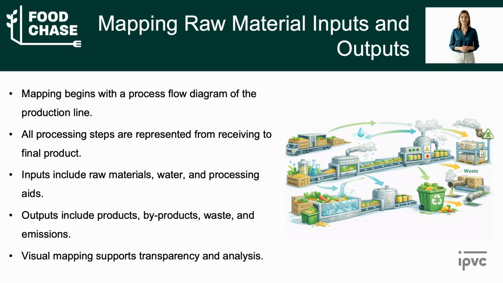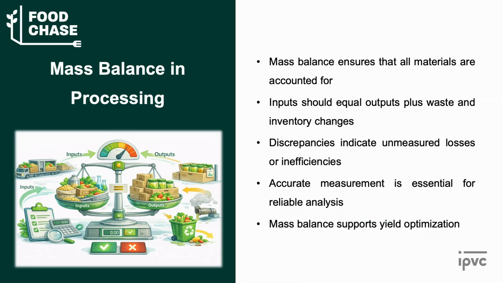The first step in material flow analysis is mapping raw material inputs and outputs. This involves creating a process flow diagram that shows each production step from raw material reception to final product. All inputs, such as ingredients and water, and all outputs, including products, byproducts, and waste streams, are recorded. This visual representation provides transparency and supports systematic analysis of material use.